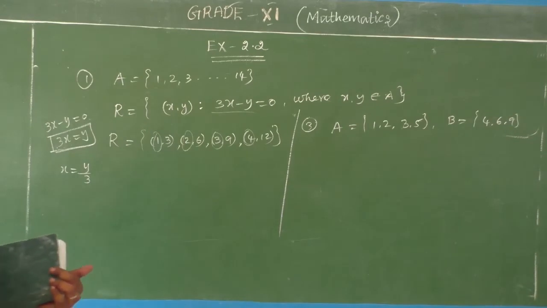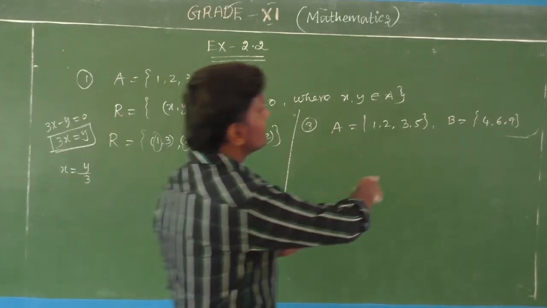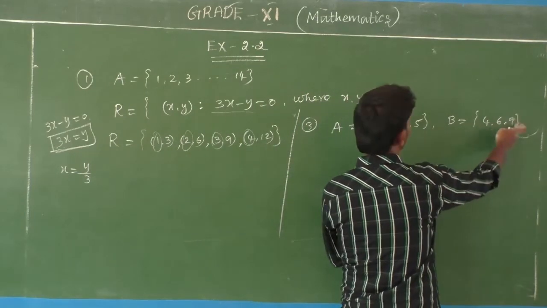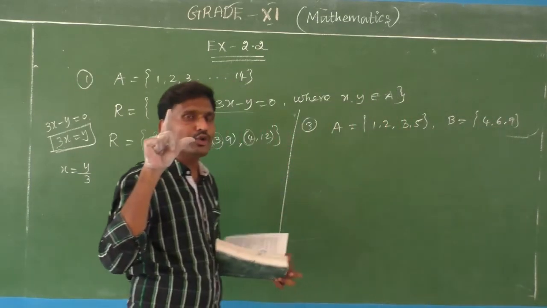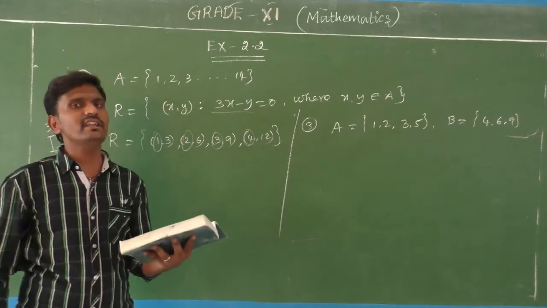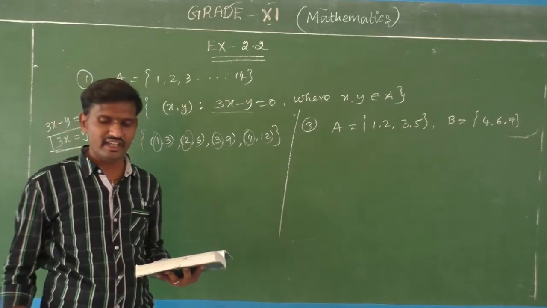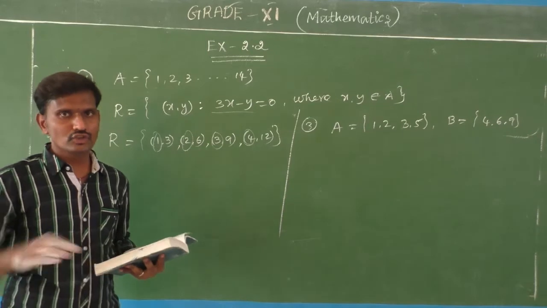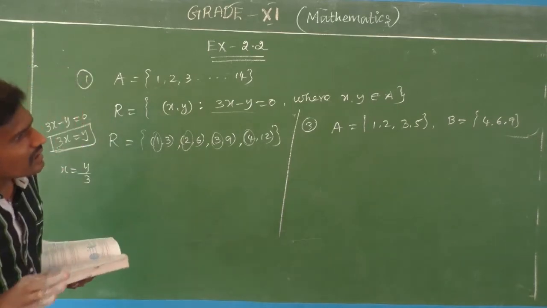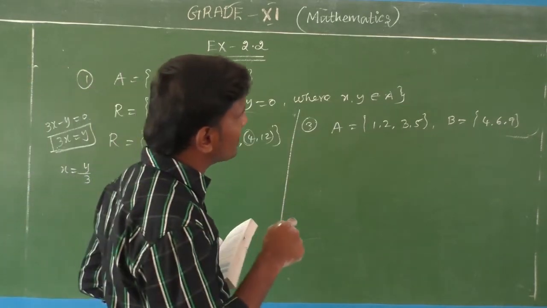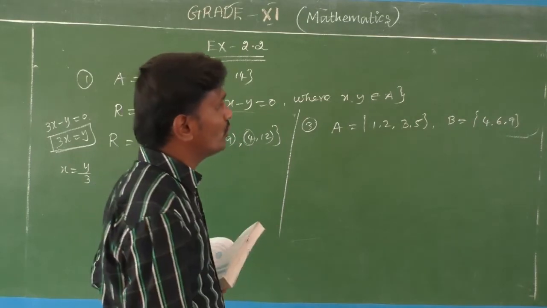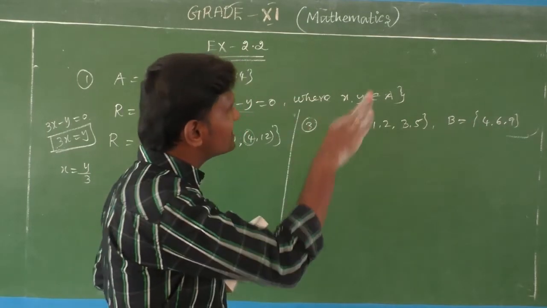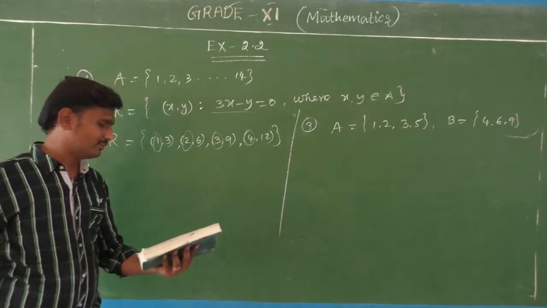See, 4 minus 1, is it odd or even? It is odd. Then 6 minus 3 is 3, so that's also odd. 9 minus 5 is even. Like that you have to frame the odd differences and then make the relation. What are all the possible pairs? So like that you have to frame it.